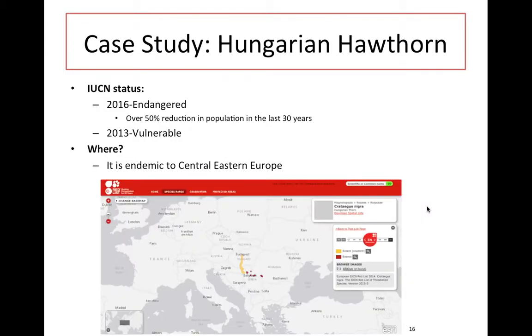Here's another one for you, the Hungarian hawthorn. So their class is endangered. They've got over a 50% reduction in population in the last 30 years. They were only vulnerable in 2013. It's only endemic to Central Eastern Europe, and that's here. So they are actually extinct in these areas here, and this is their extinct range.